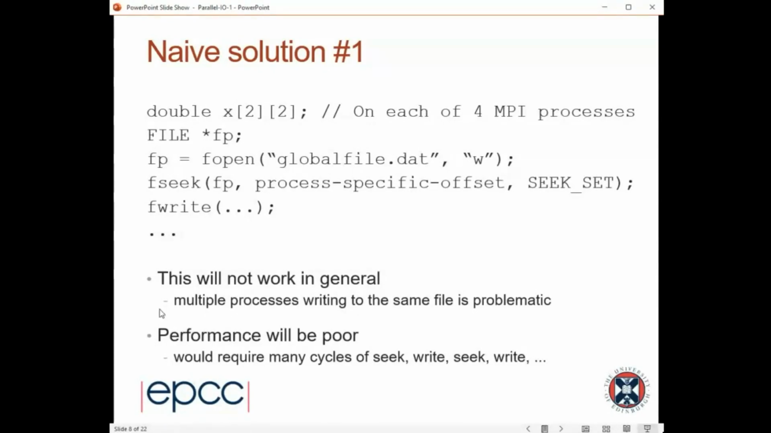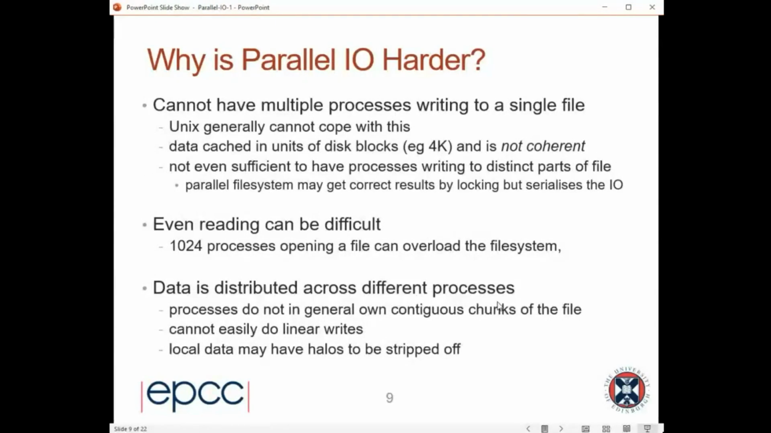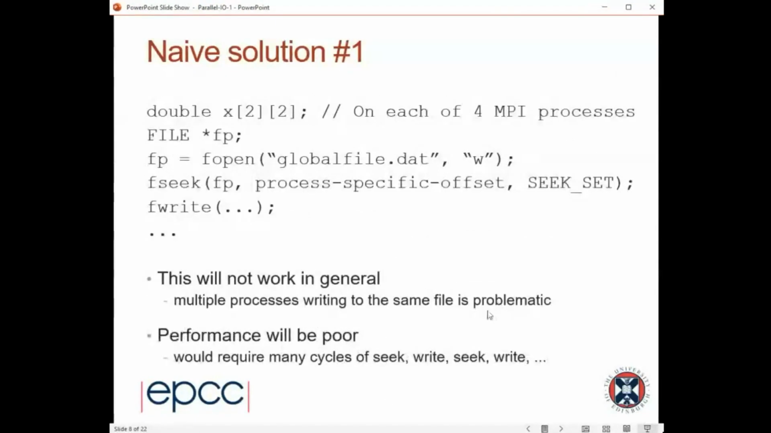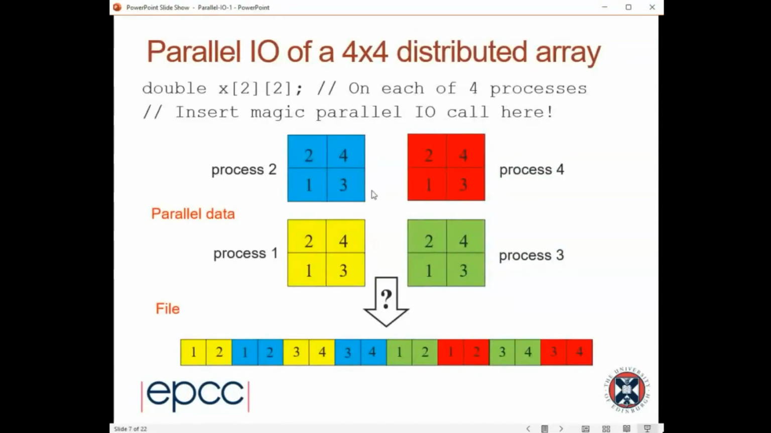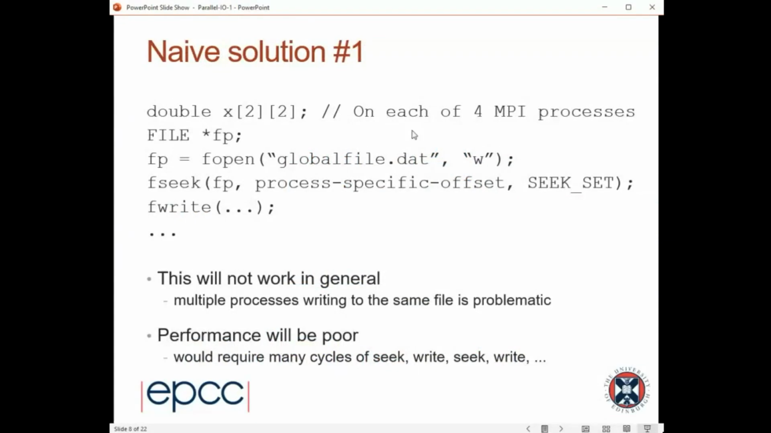But in fact, this won't work in general because multiple processes writing to the same file is problematic. Now, modern file systems may sort this out, but the problem in principle is illustrated by a slide in a few. So I'll illustrate this problem. Multiple processes writing the same file is problematic. Unix doesn't really like this. When you open a file, the file system, Unix, thinks that you're the only person that has the file open and nobody else does. What we're going to have here is we've said that lots and lots of processes should open the file, and that is going to be an issue.